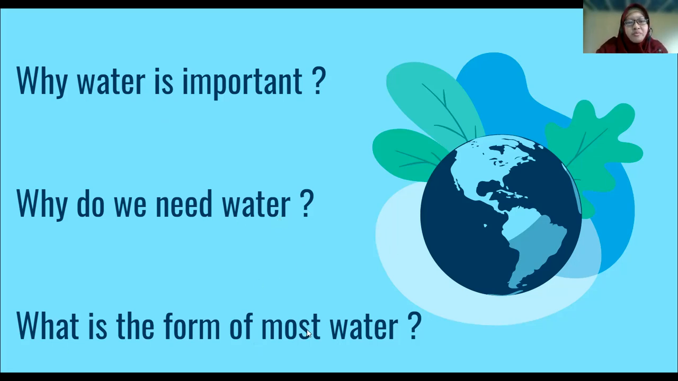What is the form of most water? Okay, there are three forms of water: water vapor, water, and ice cube. And the form of most water on Earth is the water itself, not as the ice cube, not as the water vapor.